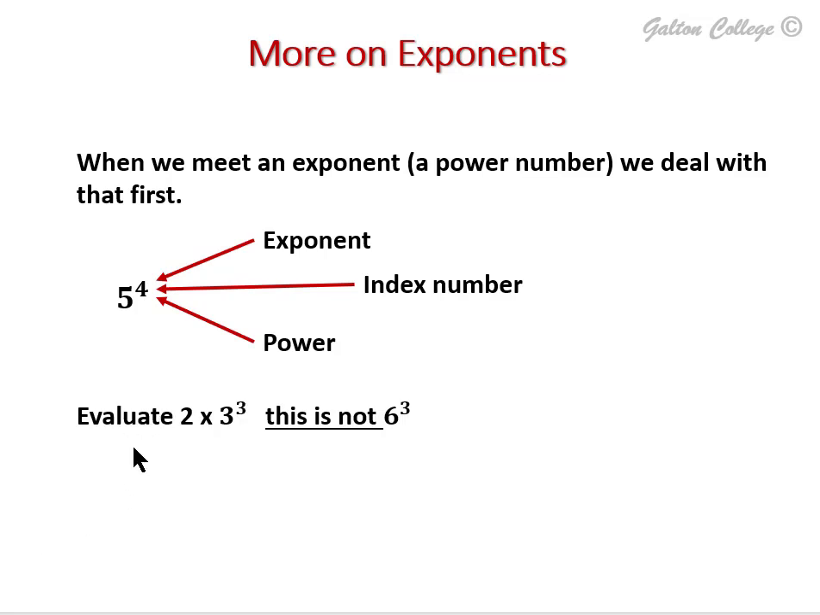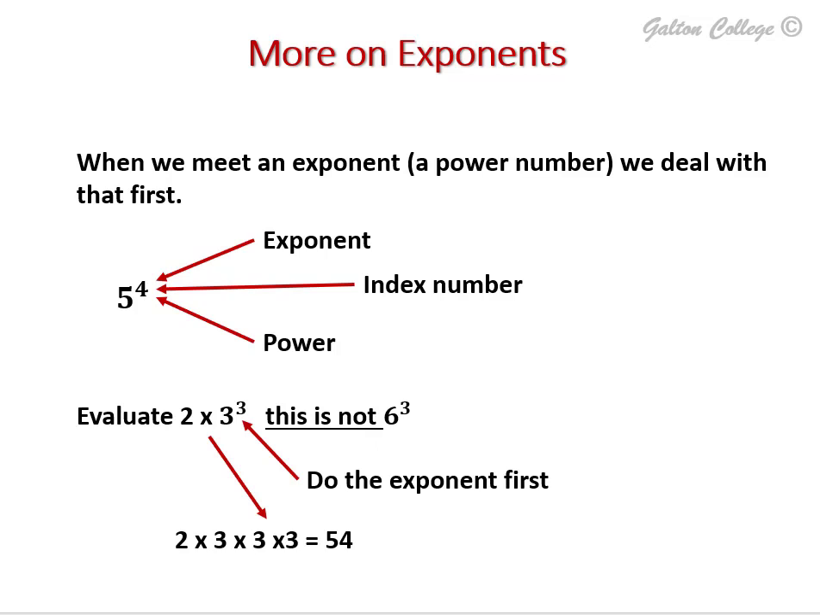Here's something you should note. Evaluate 2 times 3 cubed. This is not 6 cubed. We do not multiply the 2 and the 3 to get 6 and then cube it. This 3 cubed has to be done first. This is important. Note this carefully. When we have a power number like this one, 3 to the power of 3, we must do that calculation first and then multiply it. We do not go 2 times 3 is 6, 6 cubed. That's the wrong answer.